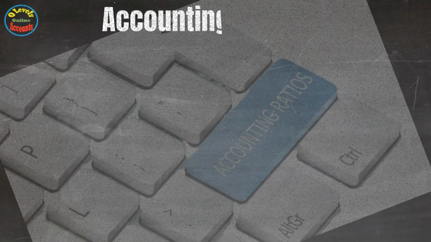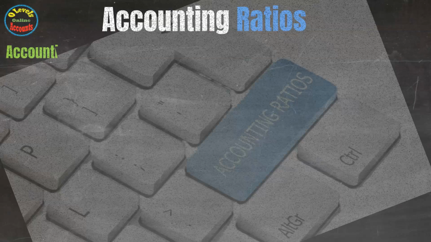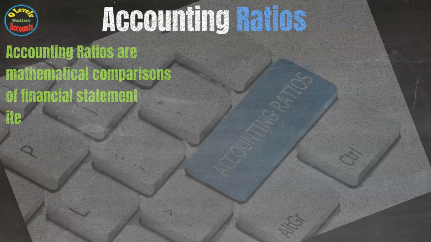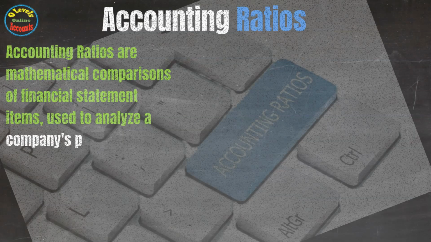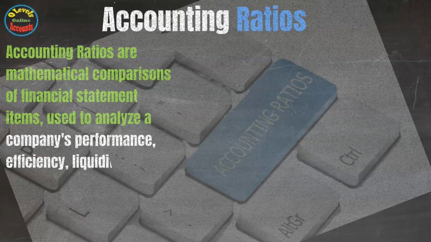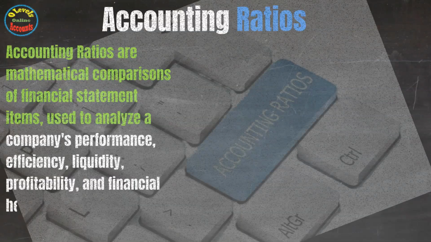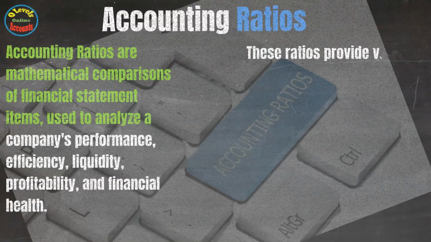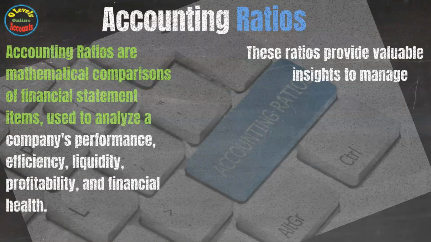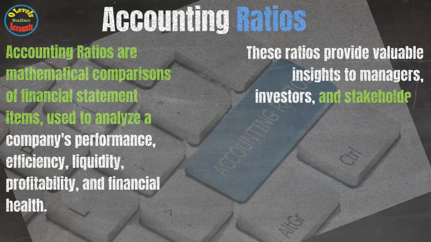What are accounting ratios? Accounting ratios are mathematical comparisons of financial statement items used to analyze a company's performance, efficiency, liquidity, profitability, and financial health. These ratios provide valuable insights to managers, investors, and stakeholders for decision-making.